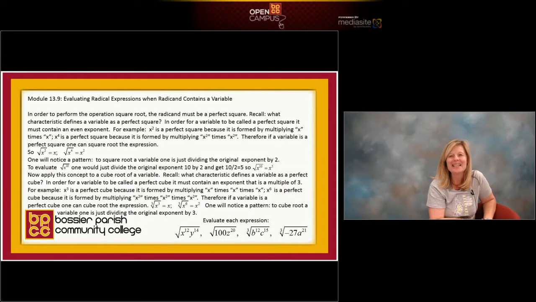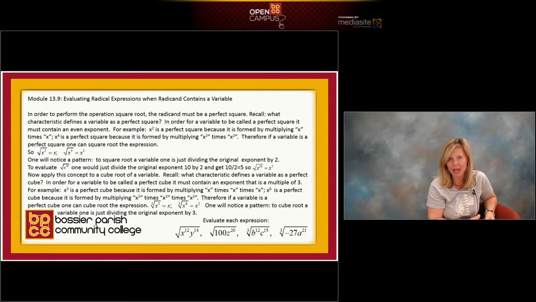Hey everyone, now that we understand how to evaluate expressions with radicals that have both even and odd index, we've got to talk about the algebra. What happens if the radicand is not a number, but an algebraic expression? Again, we're going to be mostly dealing with square roots and cube roots, which means we have to know what numbers are perfect squares and what numbers are perfect cubes.